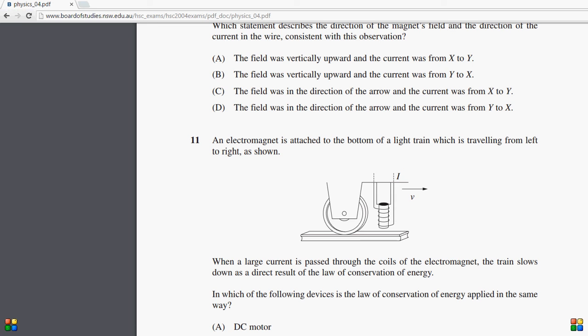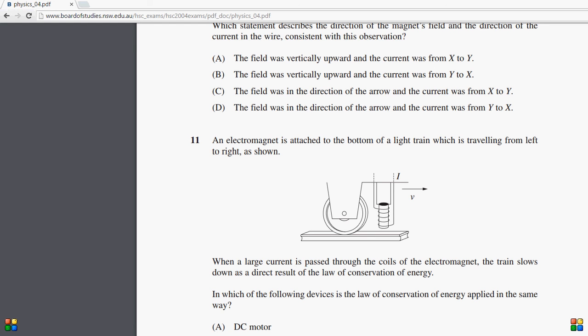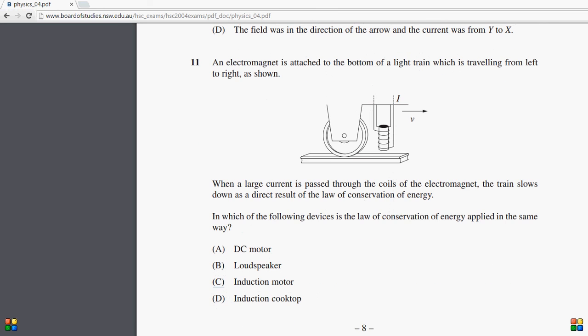Induction motor is used to speed things. Anyway, what's D? An induction cooktop. Induction cooktop uses changing magnetic fields. Well, induction motor doesn't really change it. That sort of changes the orientation. It's more of a squirrel cage. Anyway, so the answer here is C, induction motor. I'll maybe get back to that one.